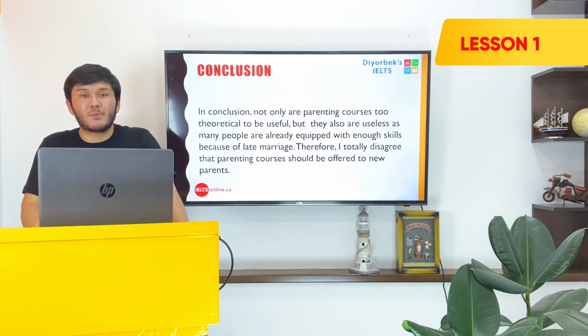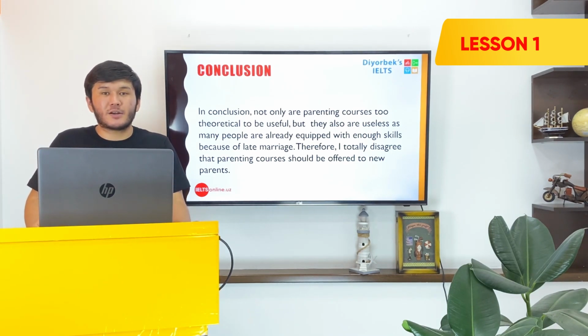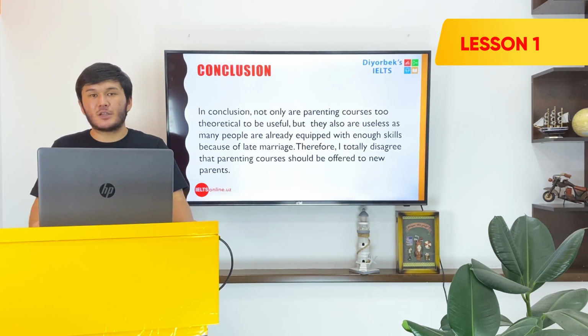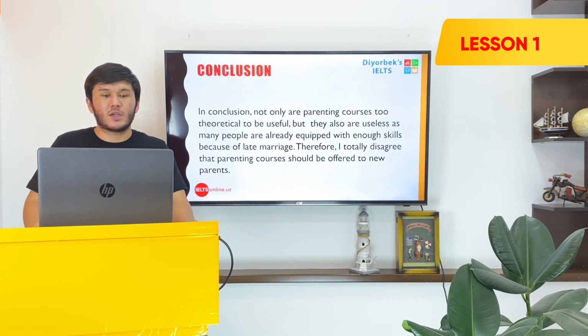And then you write body paragraphs. To write body paragraphs, you do three things. You present an idea, you extend the idea, and you support the idea. And you do this for 2 or 3 body paragraphs. And finally, you write a conclusion where you summarize your main ideas and restate your position again.